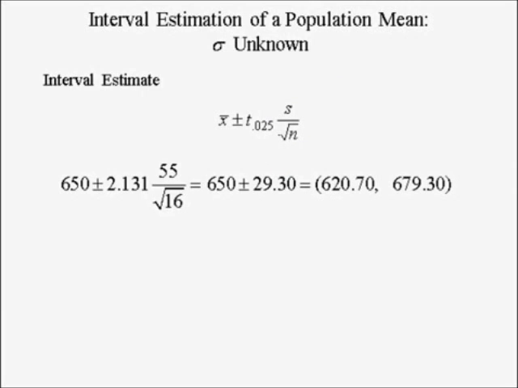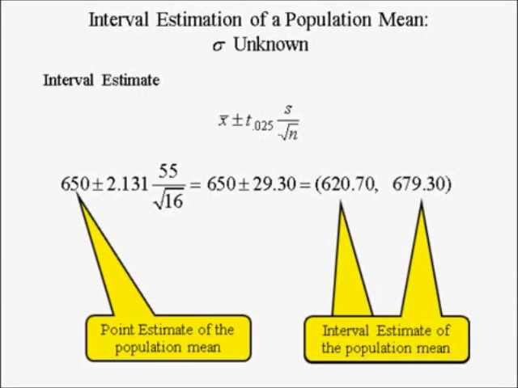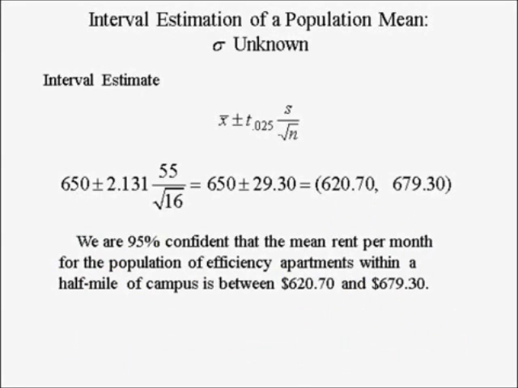or 620.70 to 679.30. The point estimate of the population mean mu is the mean rent from the sample. The interval estimate comprises two numbers, worst and best case scenarios. We are 95% confident that the mean rent per month for the population of efficiency apartments within a half mile of campus is between $620.70 and $679.30.